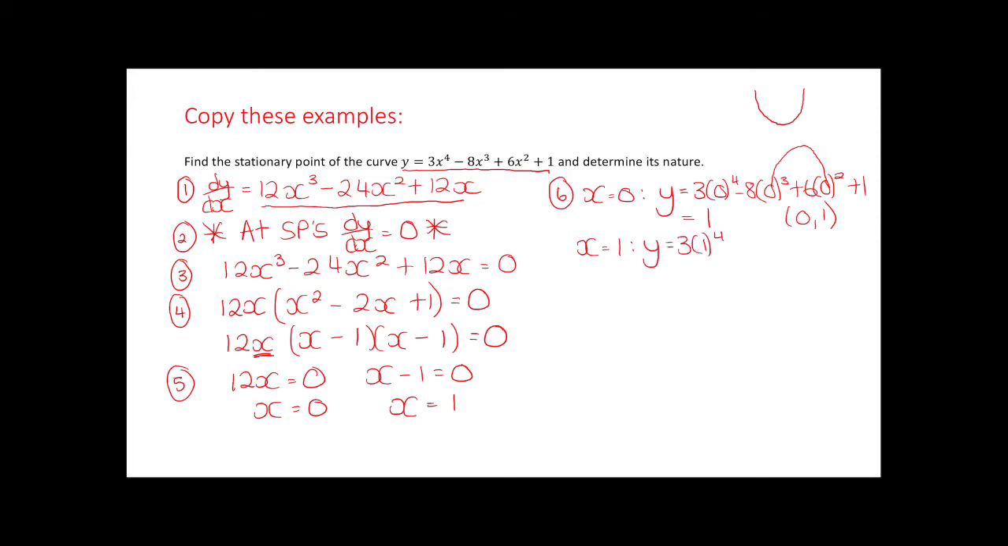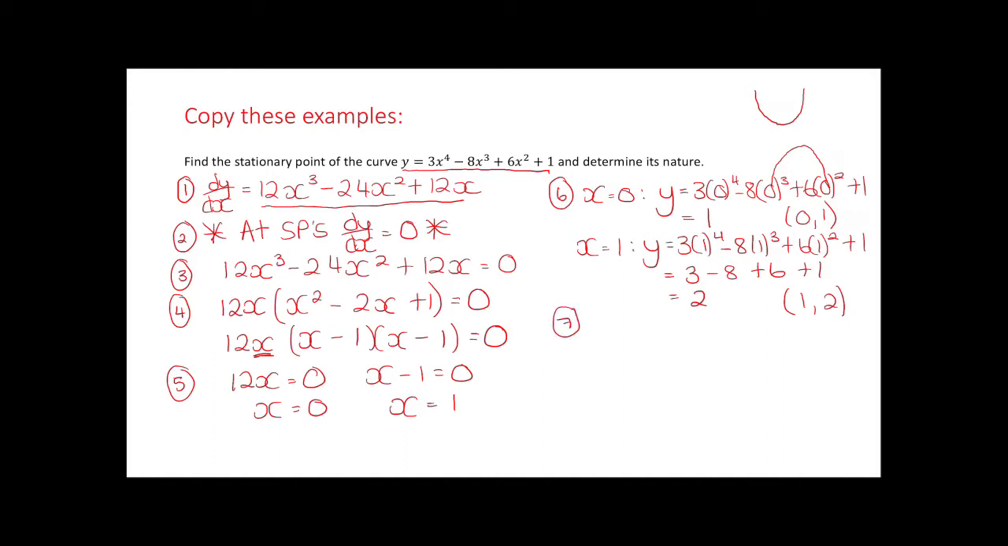So we've got y = 3(1)^4 - 8(1)^3 + 6(1)^2 + 1. So this is going to give us 3 - 8 + 6 + 1. So 3 - 8 is -5, plus 6 gives us 1, add on 1 gives us 2. So we've also got a stationary point at the coordinates (1, 2). So x coordinate 1, y coordinate 2.